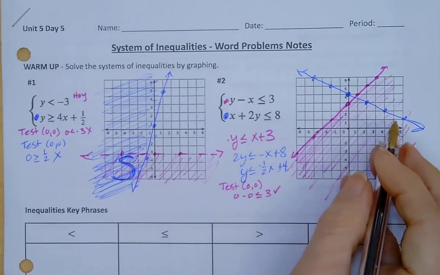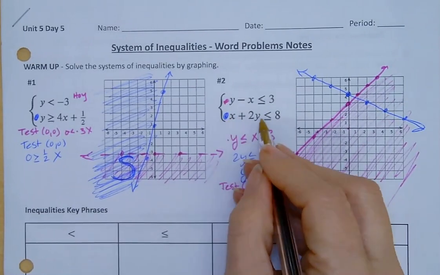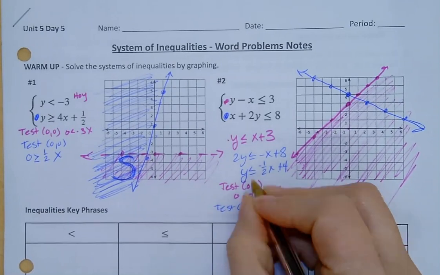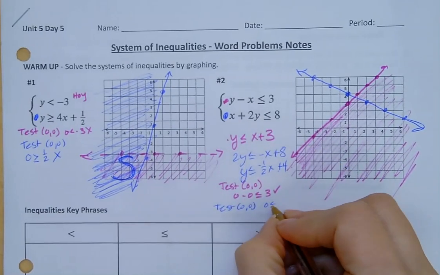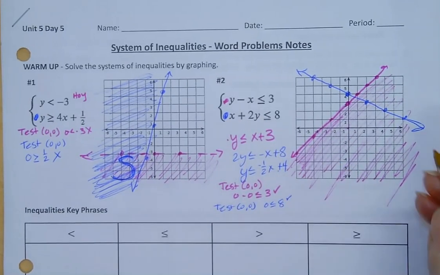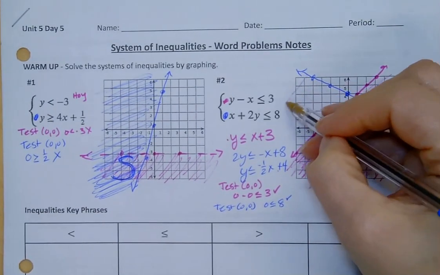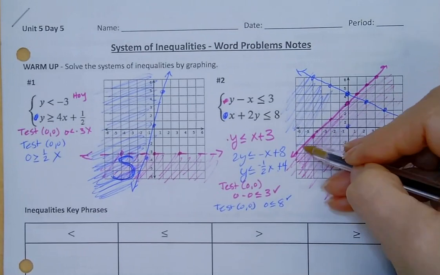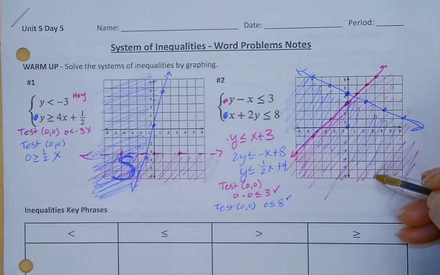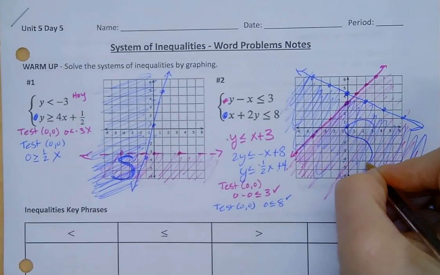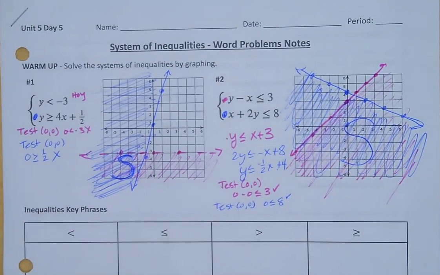And of course I'm going to use my test point, but go back to your original inequality statement. So if I test 0, 0, I'm going to get 0 plus 0 is less than or equal to 8. And that's true. So I get to include 0, 0 for that information too. So when I shade all on the lower side of that line, I can see that I'm overlapping all in this wedge.